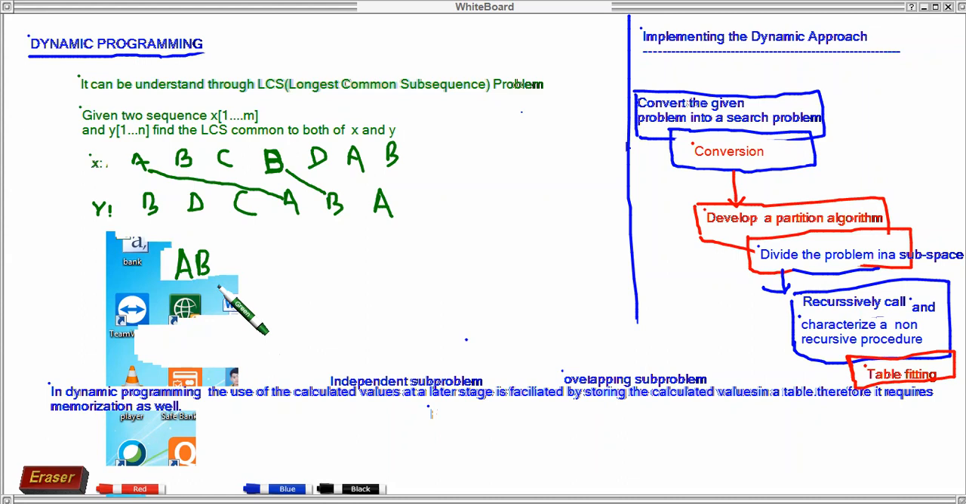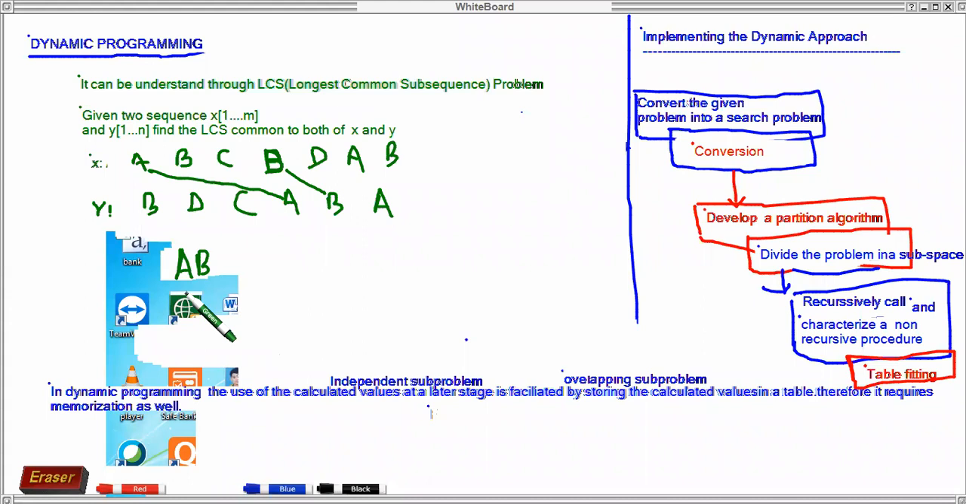Similarly, if we choose more, there will be many subsequences. But we need one, and that should be the longest. There may be many sequences, but we have to choose the longest one. So let us go further, to length 3.